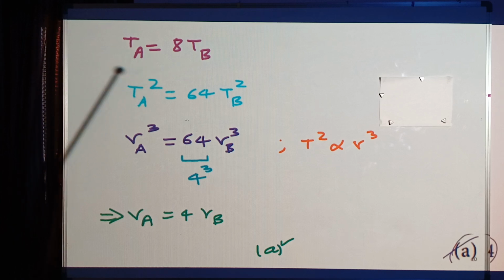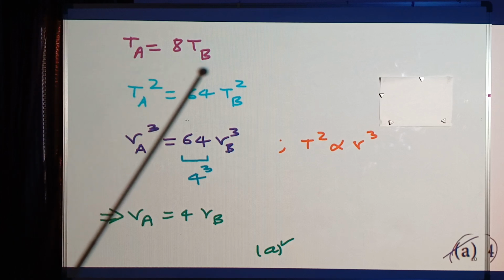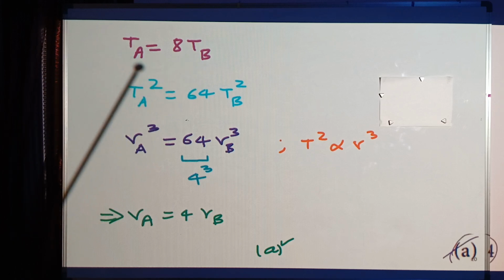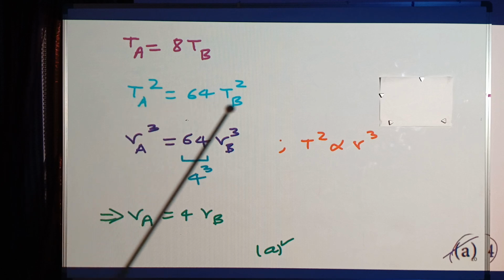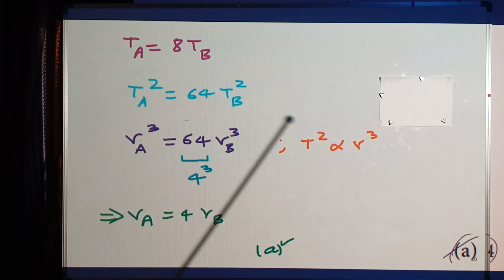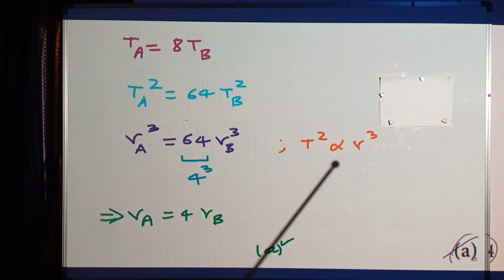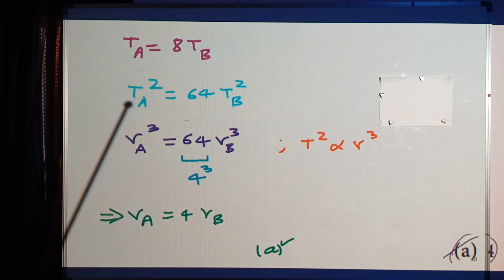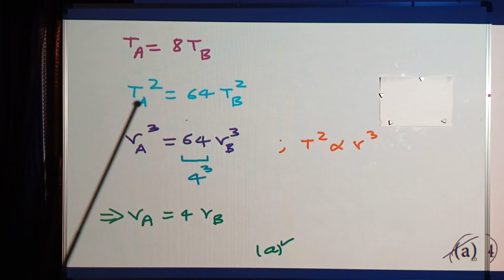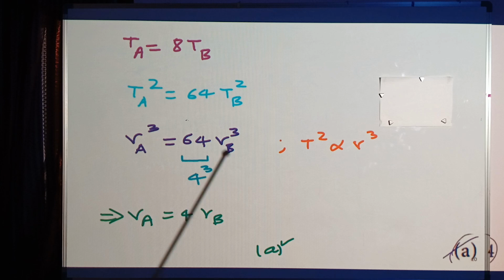The time period of planet A is 8 times more compared to planet B. So if I square this, I'll get TA square as 64 times TB square. And Kepler's third law says the period square is proportional to the R cube. So instead of T square, I can write R cube. So from this I'll get RA is 4 times RB.